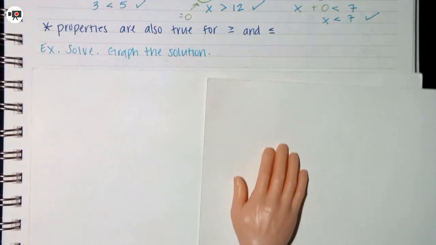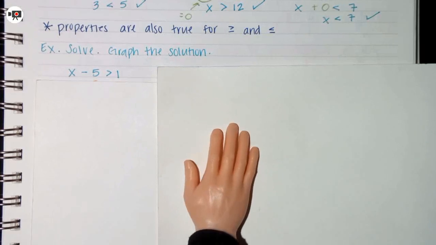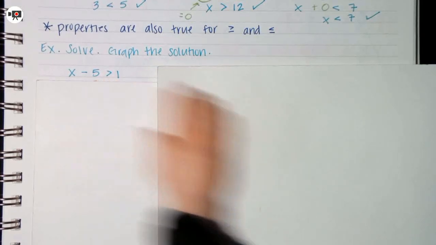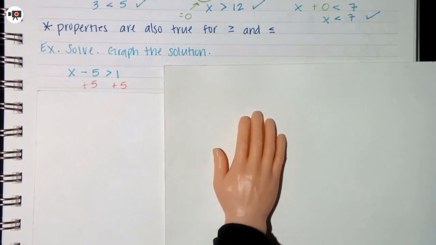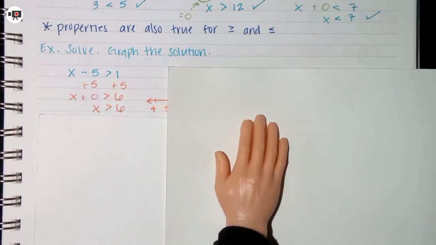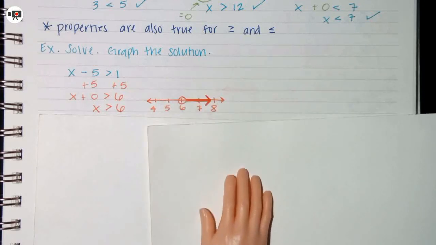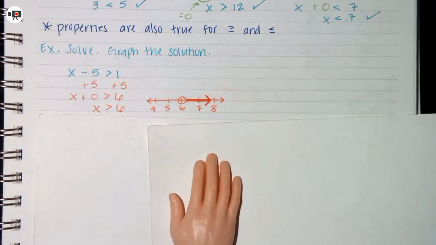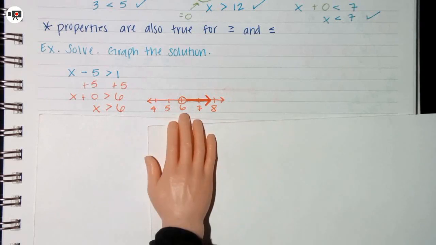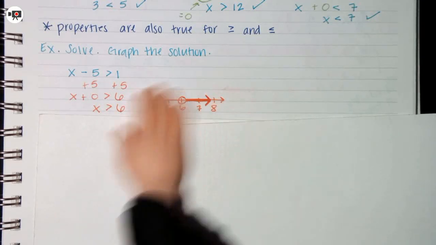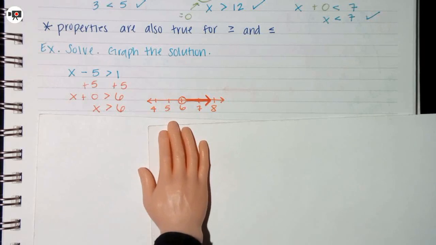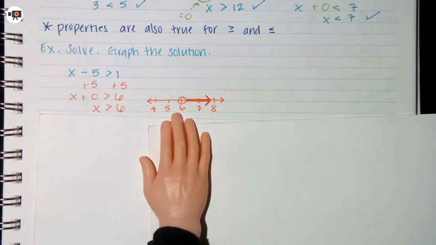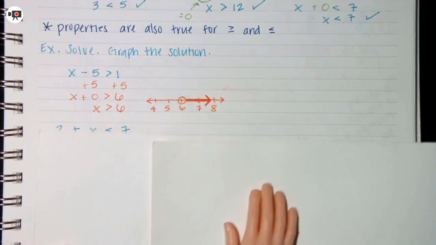Graph the solution. For x minus 5, I need to do the opposite of subtracting 5 and add 5 to each side to leave x by itself and get x is greater than 6. And then here's my graph to match. You can check out how to graph in 8.7, and there's more details on how this graph is structured and how we get there.